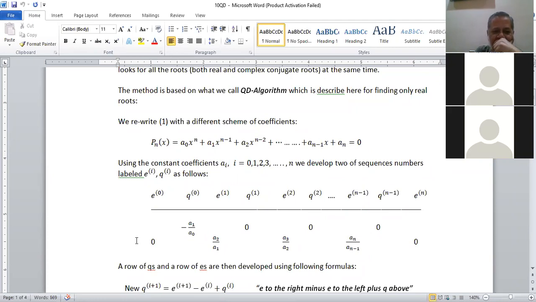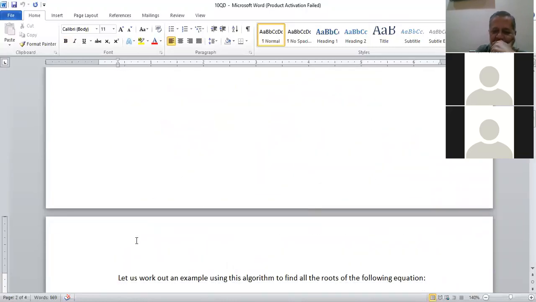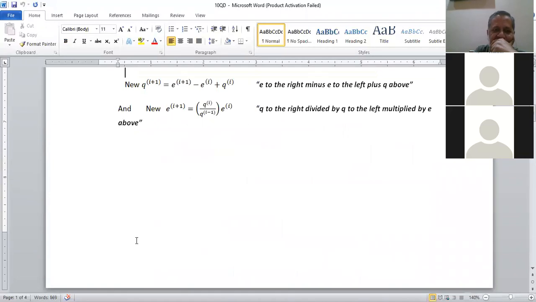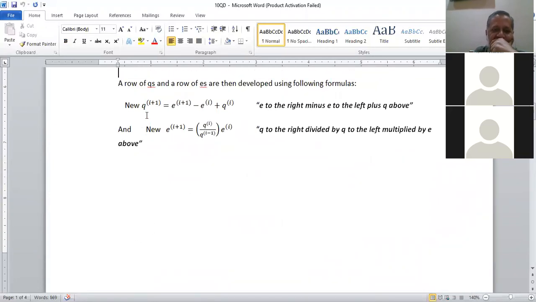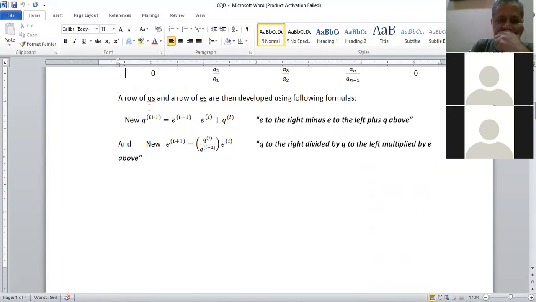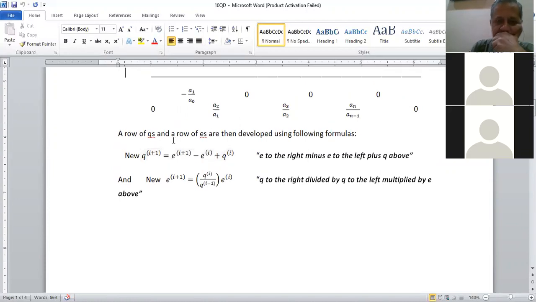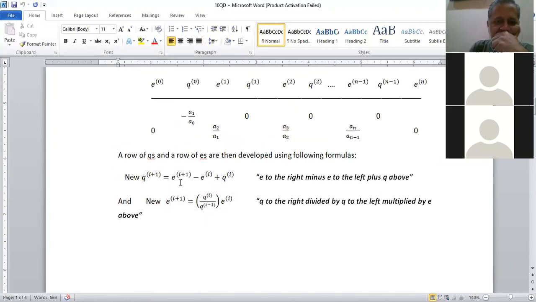So the part of the algorithm for development of the first row of Q and the first row of E is different. It is a selective, fixed procedure, and then there is a repetitive procedure. The repetitive procedure is that I will calculate a new Q value. Here I have to calculate a Q value.